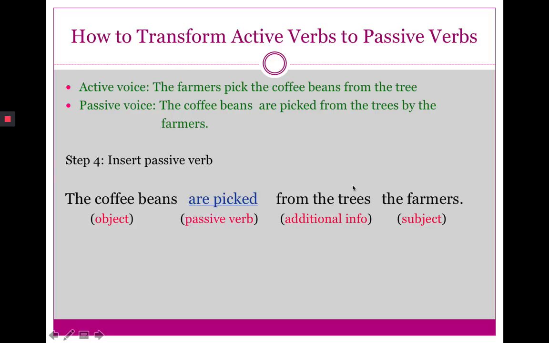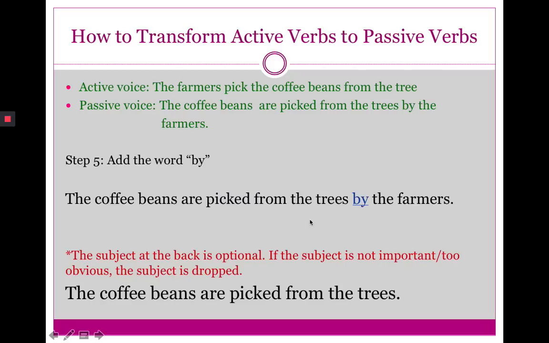Okay, now step number 4, insert passive verb. Because you had changed that, you put it back here. So the coffee beans are picked from the trees, the farmers. Okay, and last but not least, you add the by phrase here. The coffee beans are picked from the trees by the farmers.